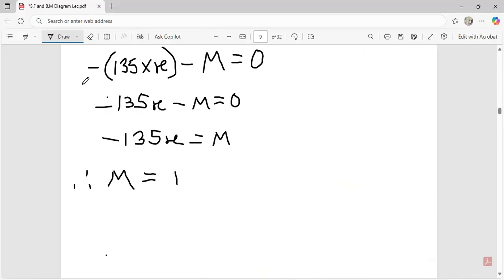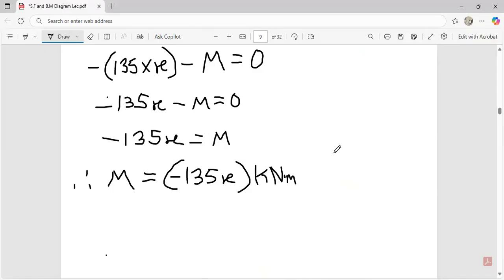Minus 135x. Okay. A good physicist will put all of this into brackets and write the unit, so that we see kilonewton meter.